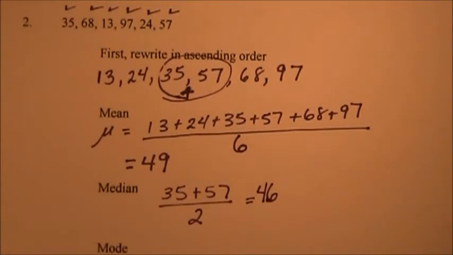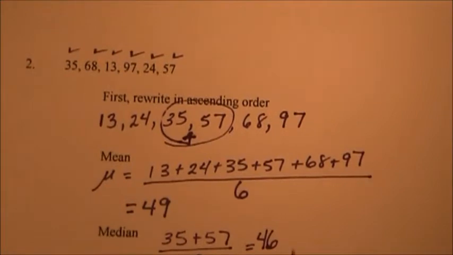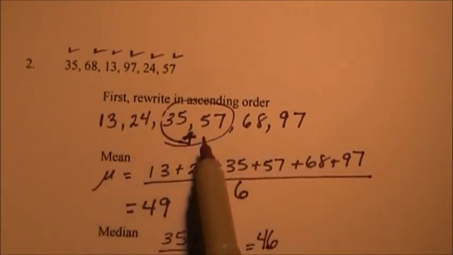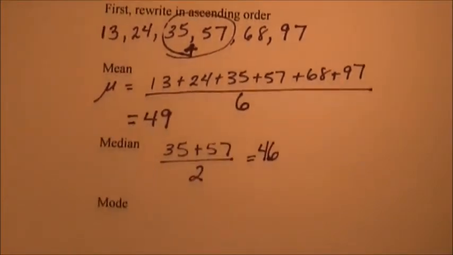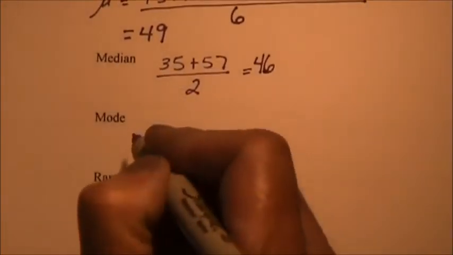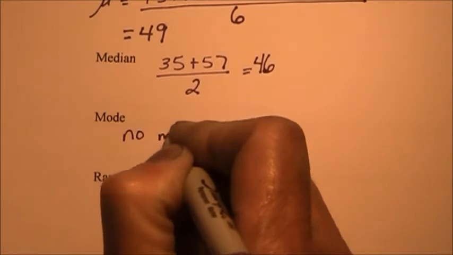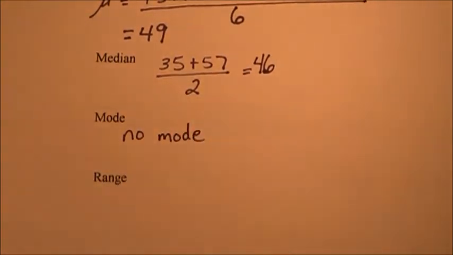As our answer. In this case, looking at our numbers, there is no number that repeats or no number that happens more often than others, which means that we have no mode. And that is possible. Remember, mode is a number that repeats the most often within the data.